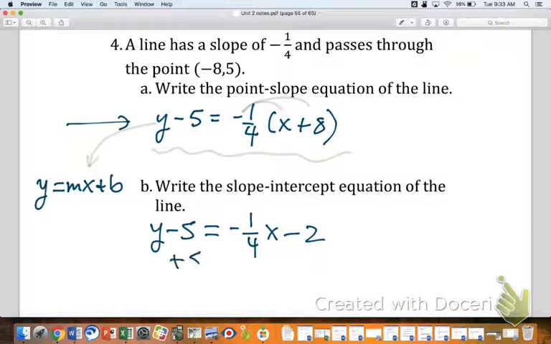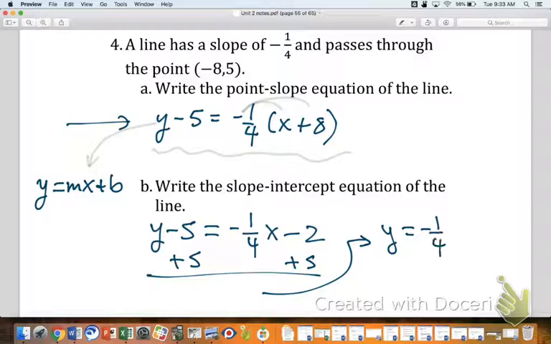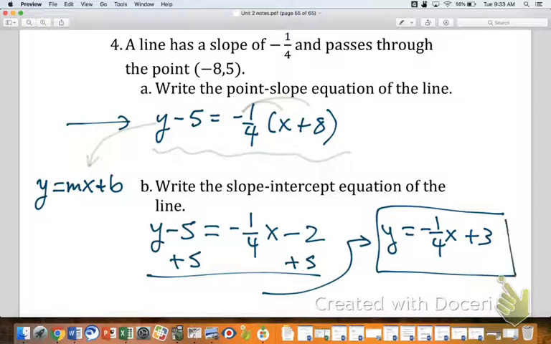And now I think we'd eventually end up at Irene's first idea. I think I'd go +5 to both sides. And when I go +5 to both sides, I end up with y equals -1/4 x plus 3. And there's my beautiful y equals mx plus b format. So you can go between the two pretty easily, right? You can go to point slope form, and then you can do a little distributive property and a solve to get to the slope-intercept form. Both useful.